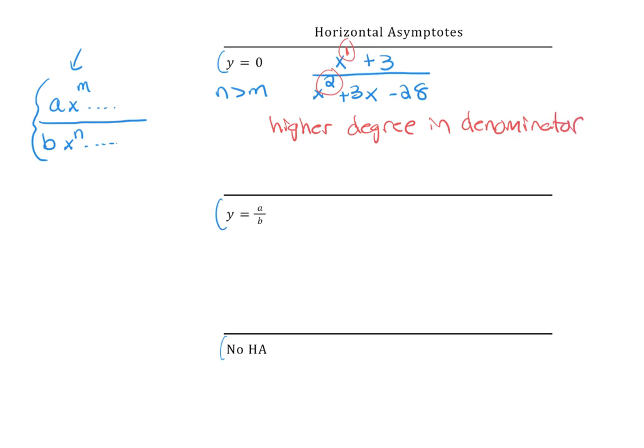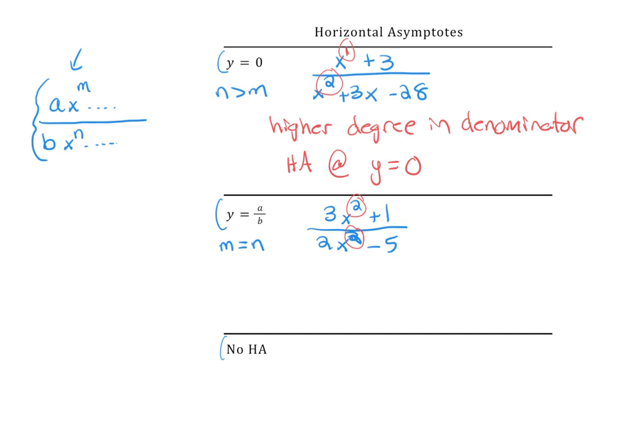So when you have a higher degree in the denominator, that means that you have a horizontal asymptote at y equals 0. All right, next example is when m equals n. So if we have (3x squared plus 1) over (2x squared minus 5), we have the same degree, top and bottom.